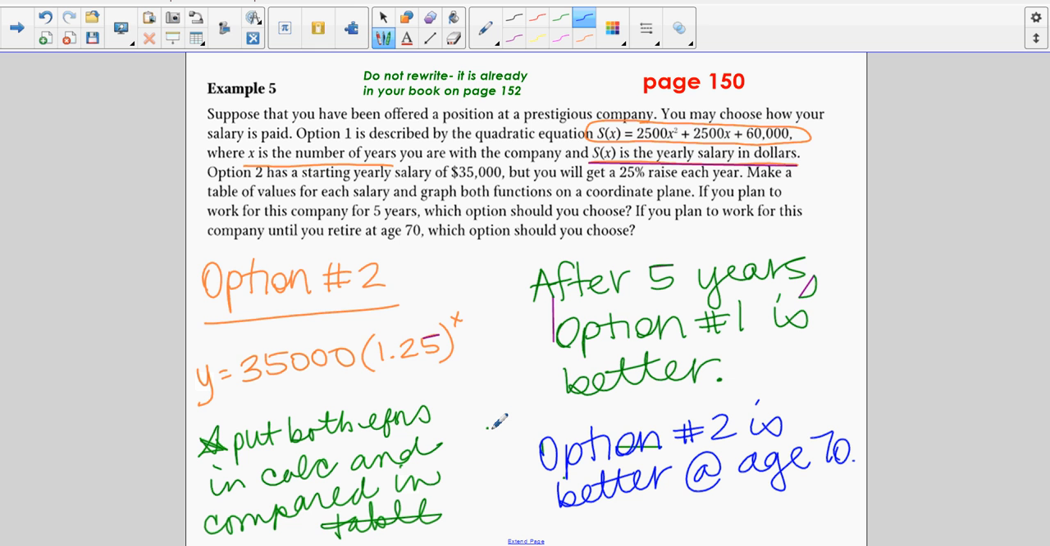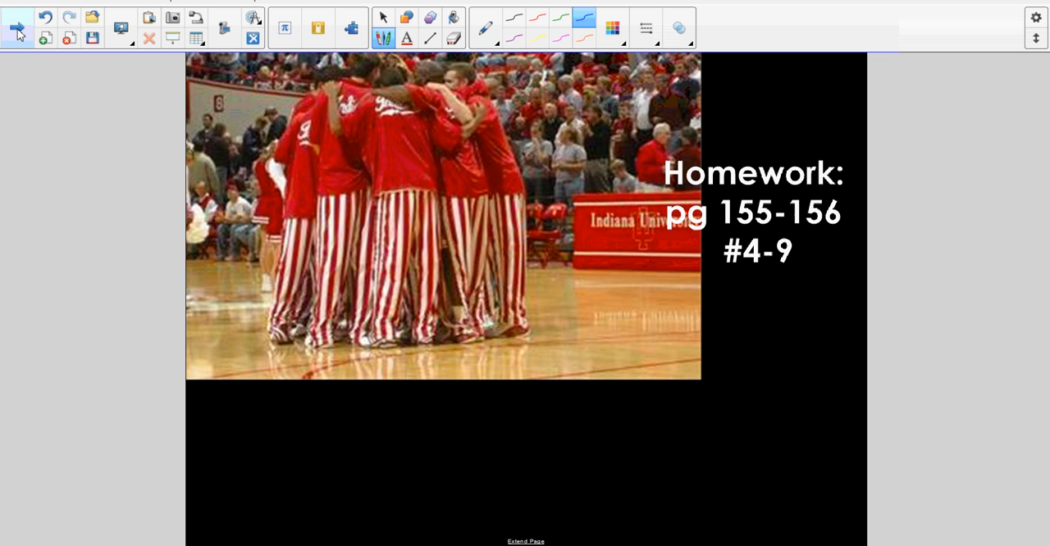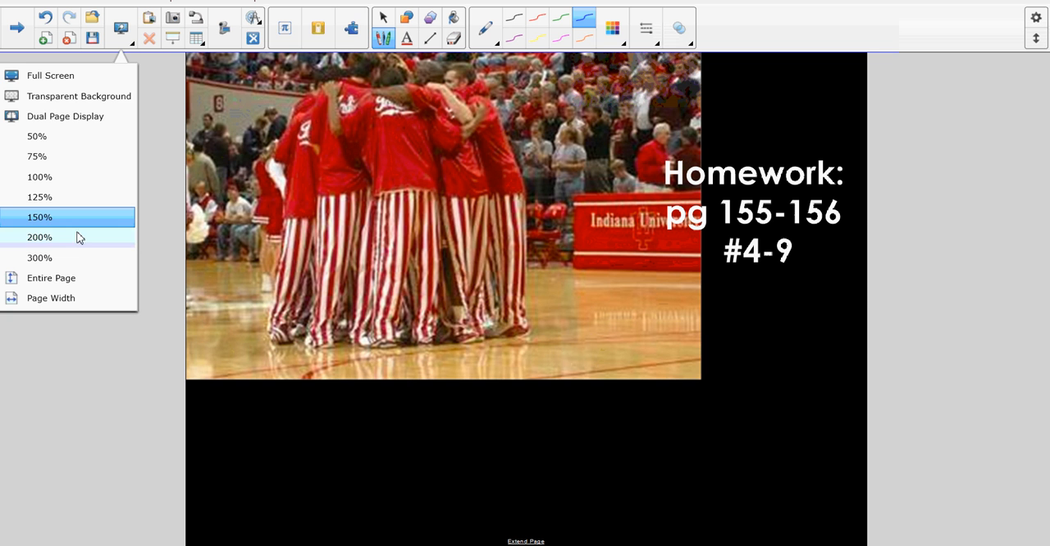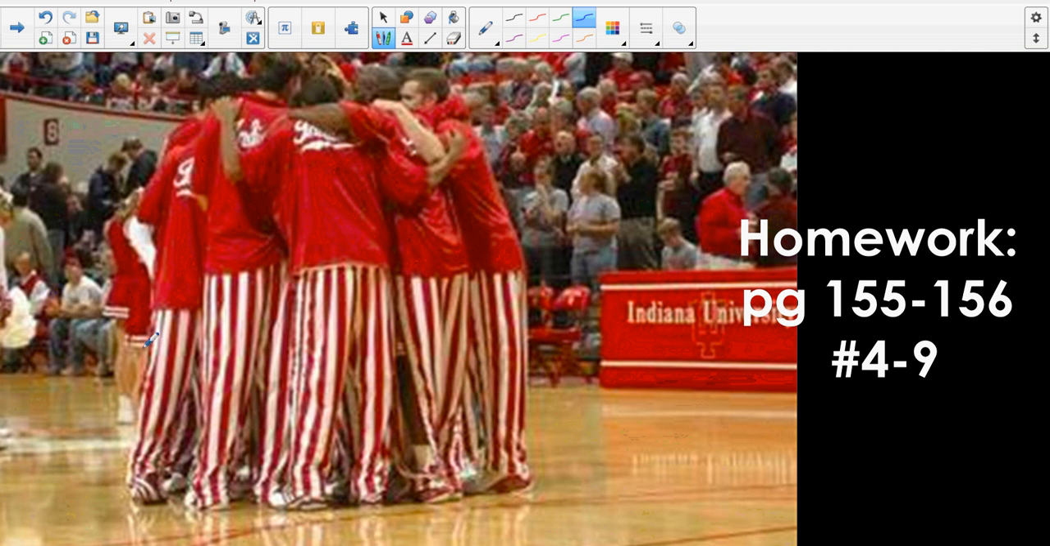Okay. So your homework tonight is just going to be doing kind of the same thing. You're just going to be analyzing functions and trying to determine what has better data for the given situation. Your homework is going to be on page 155. It's numbers 4 through 9. There it is. A little shout out to Indiana basketball. Homework is page 155 through 156, just numbers 4 through 9. It shouldn't take you very long. Okay.